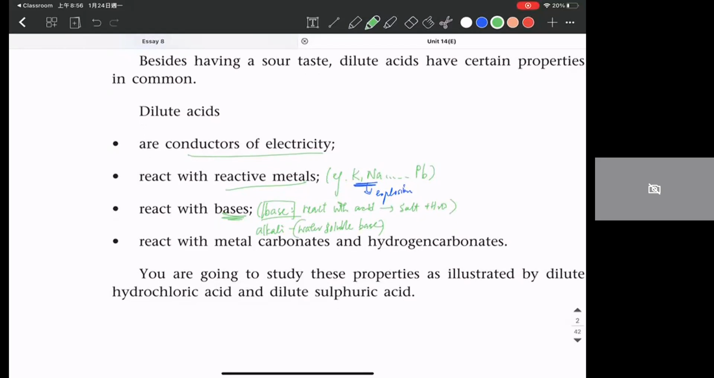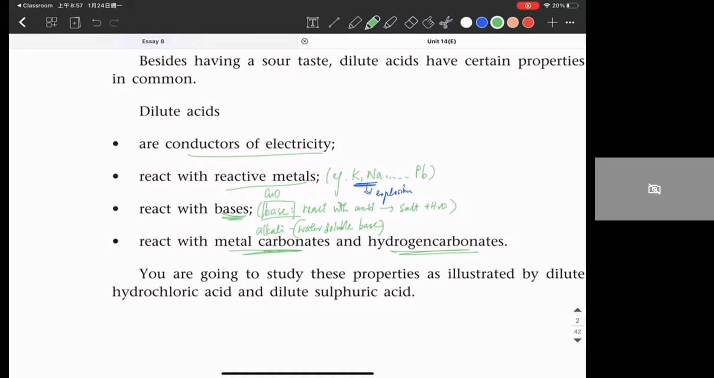For example, copper(II) oxide cannot dissolve in water. But once we react it with acid, it will form salt and water as the only products. So we call copper(II) oxide a base, but not an alkali. And acids also react with metal carbonates and hydrogen carbonates. So this is what you know about this.